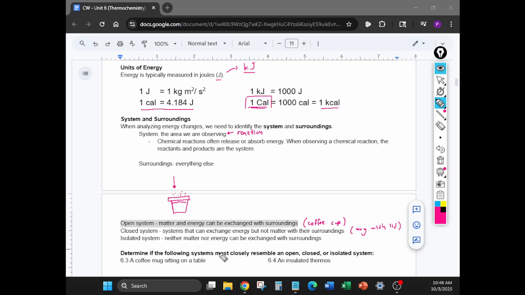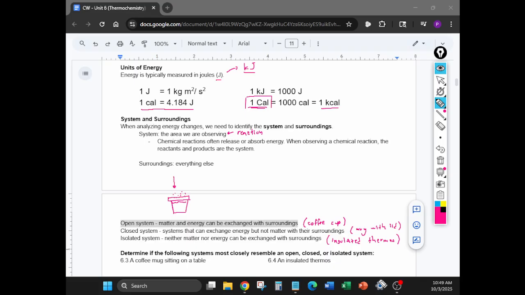Okay, and an isolated system is the most restrictive. It's where neither matter nor energy can be exchanged. In real life, this doesn't exist because eventually the energy will leave. But an insulated thermos would be a good, I guess, close example. It does a good job preventing energy from leaving. That's why the coffee can stay warm for a long period of time. Okay, so those are the 3 different types of systems.